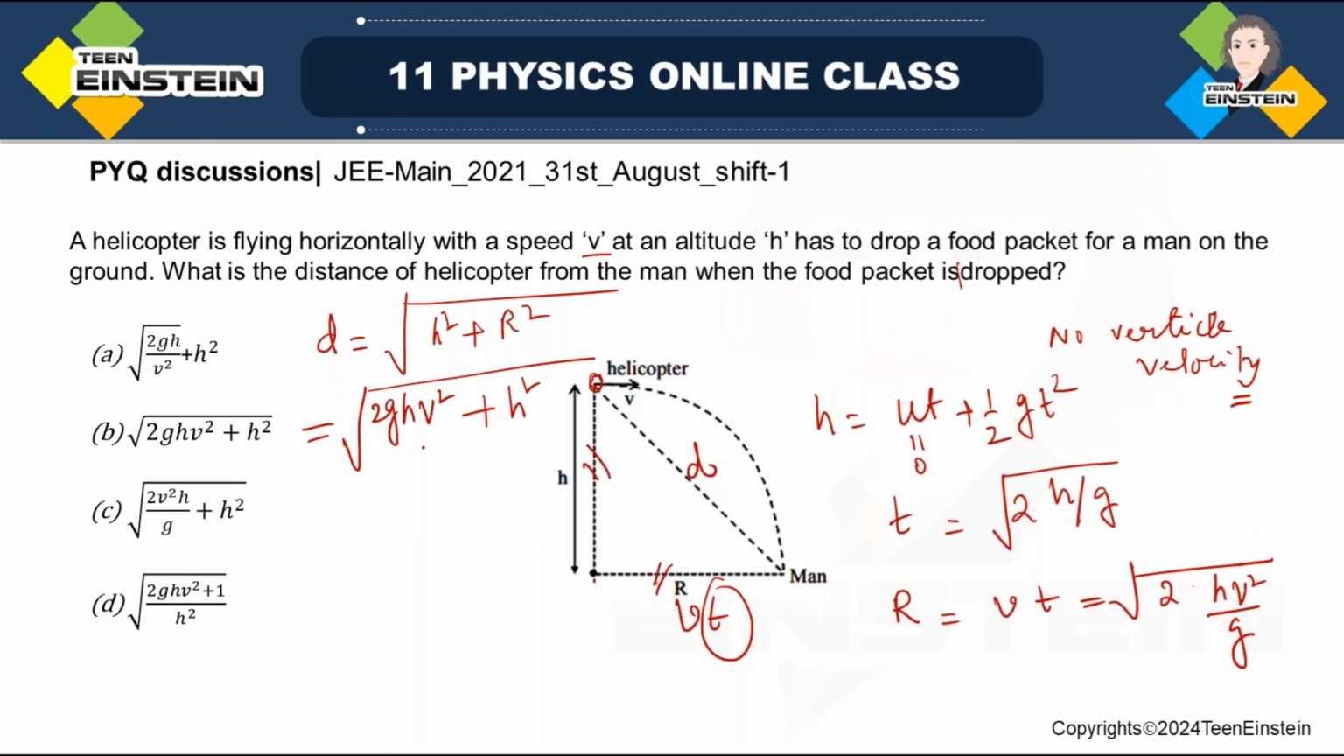Okay. So 2h v square by g plus h square, that is, 2 v square h by g plus h square, whole inside the square root. I'm really sorry for this silly mistake. I hope you have understood the concept. You can just carry out the calculation properly, and you will see this option C will be the answer for this question.